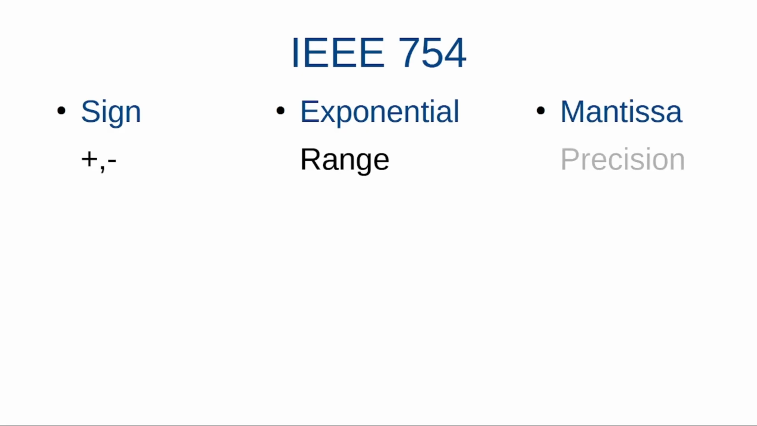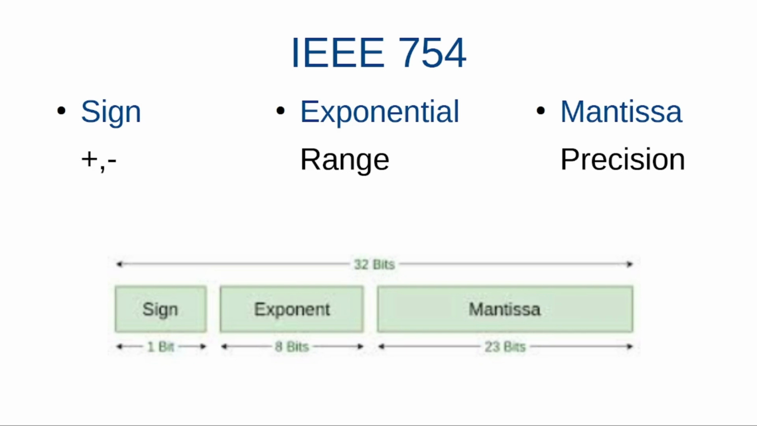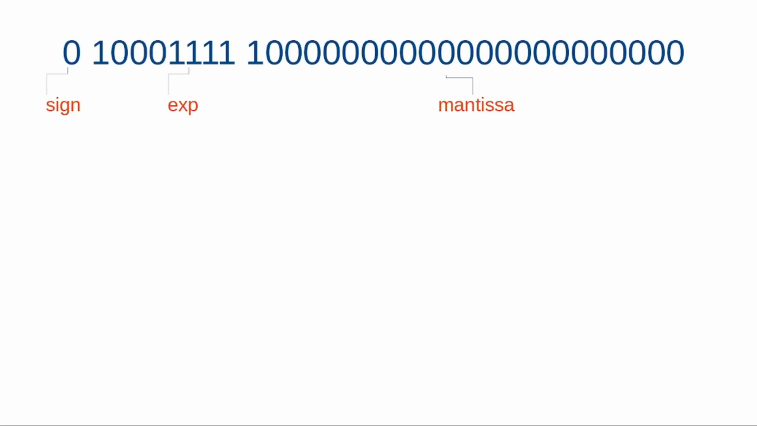Then comes the mantissa, also known as the fraction. This part determines the precision. It stores the actual significant digits of your number. The longer the mantissa, the more detail and accuracy you have after the decimal point. In a standard Float32, these 32 bits are distributed like this: 1 bit for the sign, 8 bits for the exponent, and 23 bits for the mantissa. This balance provides a great mix of range and precision, but as we'll see, it's not always the most efficient choice for AI. Let's put the theory into practice.